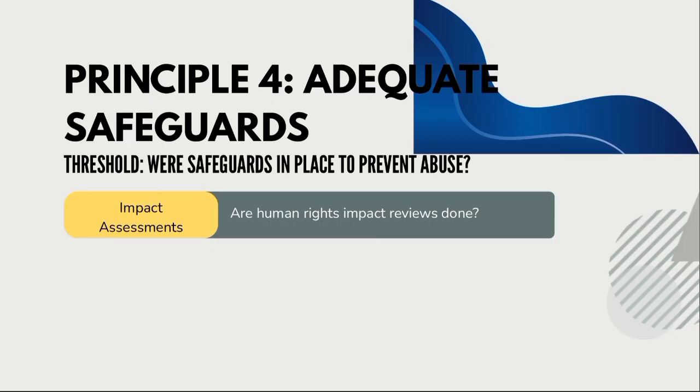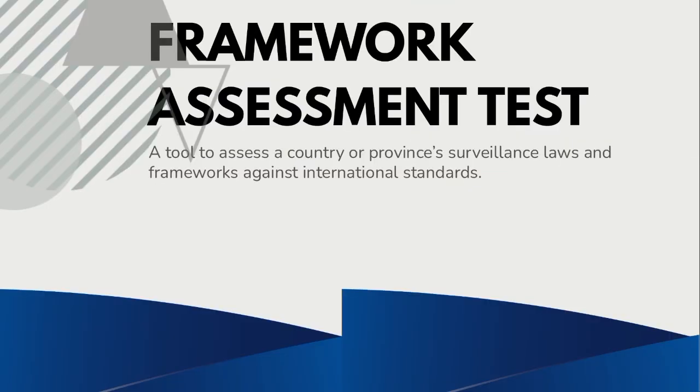So, in summary, if all these principles pass in an individual case, that means that no human rights violation has taken place. But if one or more of these principles fail, then that means that according to international human rights standards, there has been a human rights violation in this particular case that you are assessing.